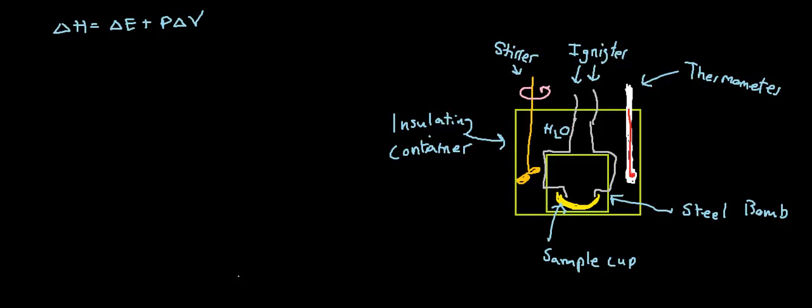Constant volume calorimeter is another way of finding the delta H, or the enthalpy of a reaction. Here's a diagram of a bomb calorimeter, or constant volume calorimeter. It has two layers. This is the outside layer, which is an insulated container. Inside of the insulated container is a layer of water, and inside of that is the bomb, the steel bomb.